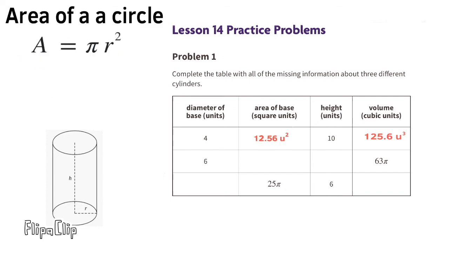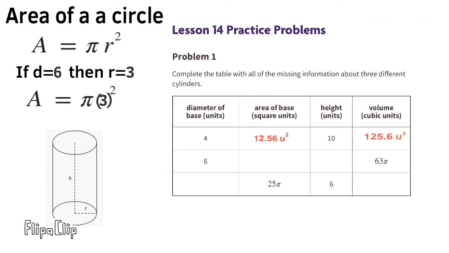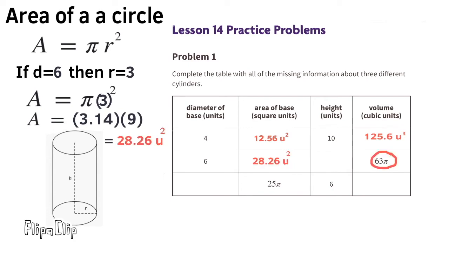The diameter of the base of this next cylinder is 6 units. If the diameter is 6, the radius is 3, so 3.14 times 3 squared, or 3.14 times 9. The area of this base is 28 and 26/100 units squared. They've given us the volume. Now we have to figure out what the height is.